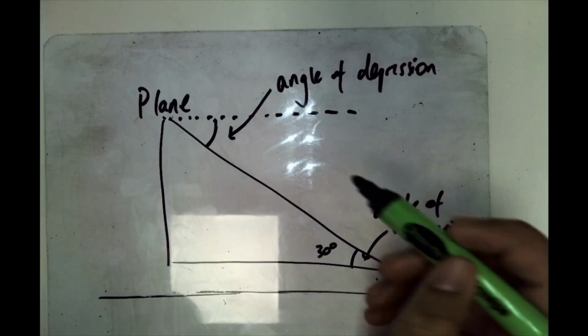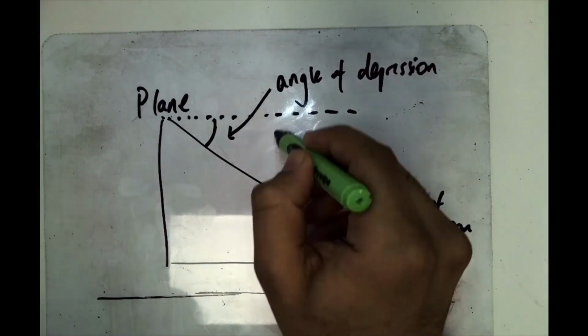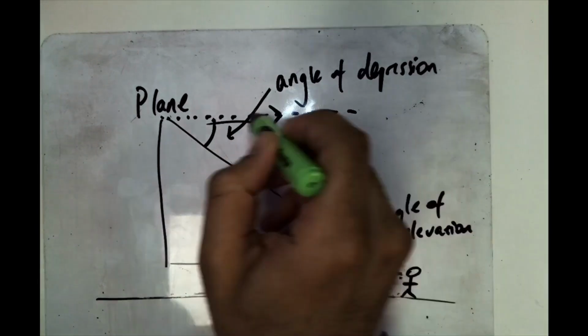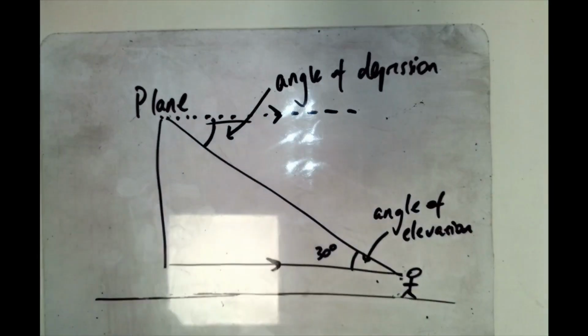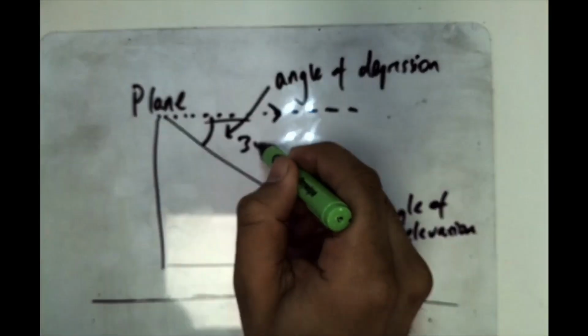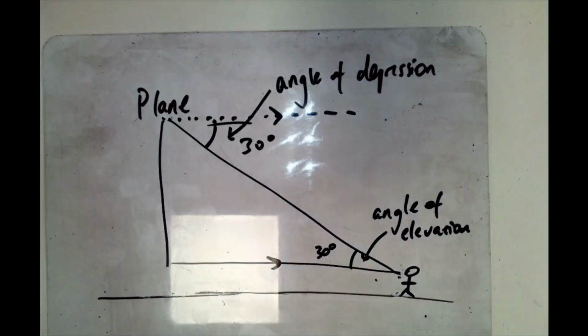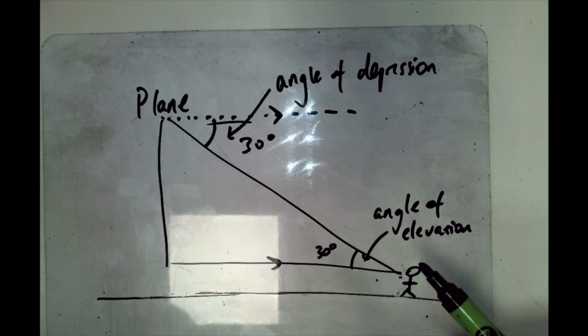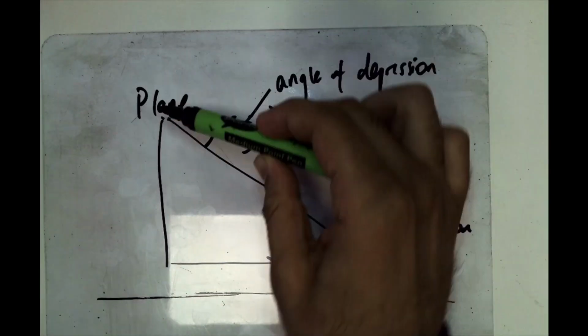And for anybody who is clearly on the ball, you'll notice that these two horizontal lines are parallel, which makes this an alternate angle, which means this would also be 30 in this situation. Okay, so the angle of elevation of this person on the ground looking up will be the same as the angle of depression of this plane looking down.